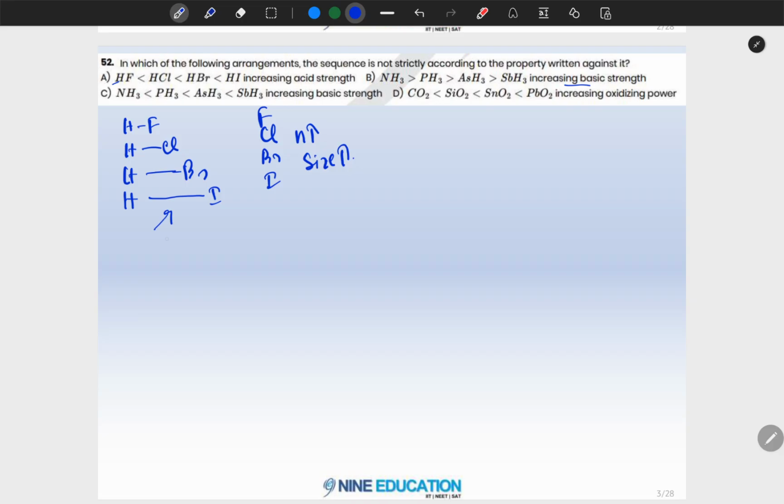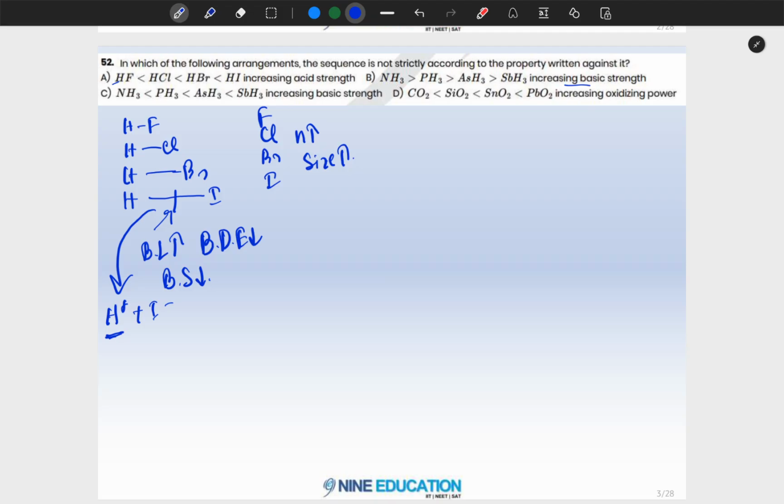So HI is having the longest bond. Since the value of bond length is quite high, the value of bond dissociation energy will be quite less. Bond strength will also be very much less. So if I supply less energy, I will be able to break the bond. After breaking the bond, it will dissociate into H plus and I minus. So H plus will be readily available, since less energy is required to break the bond.